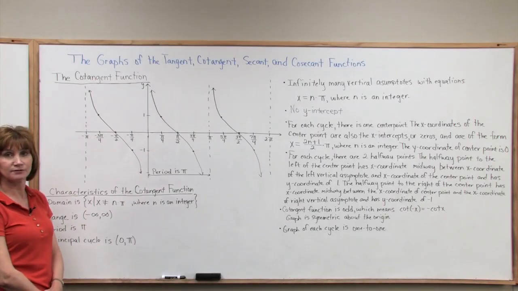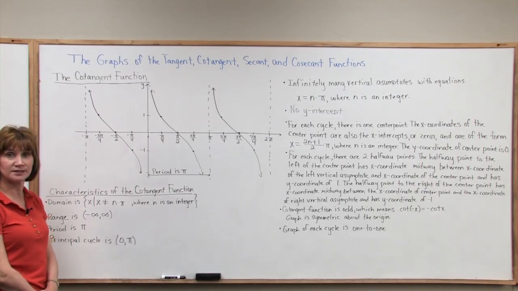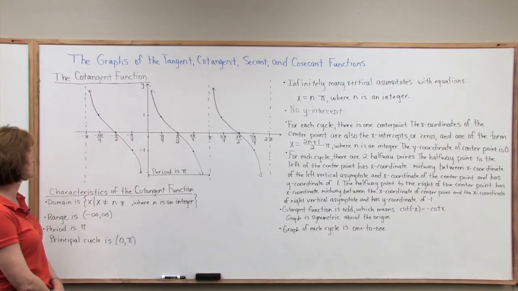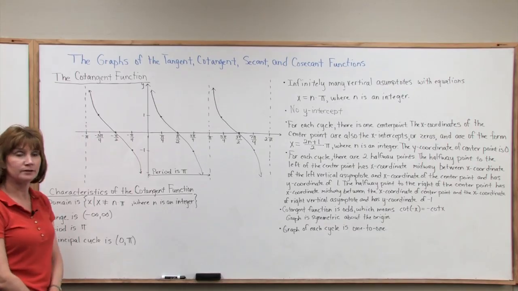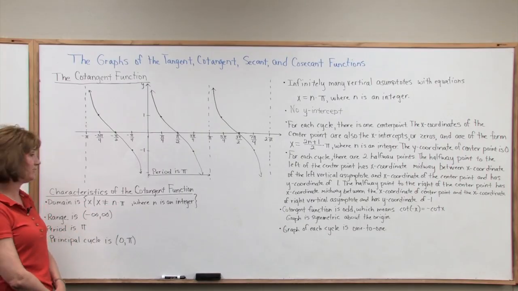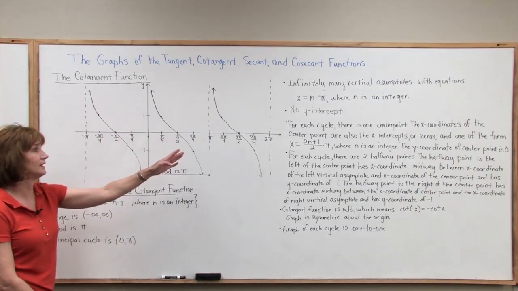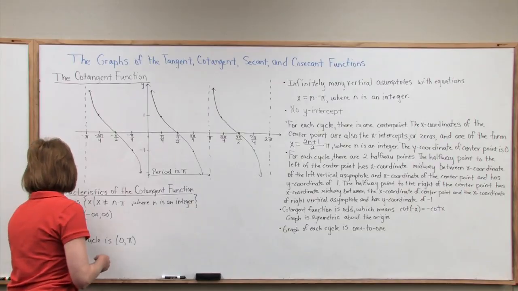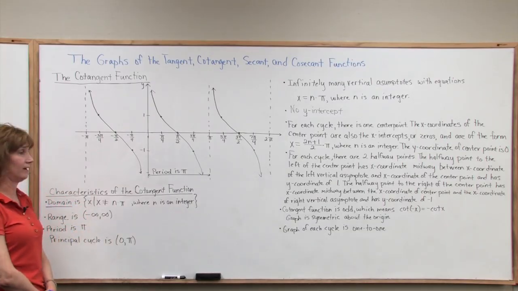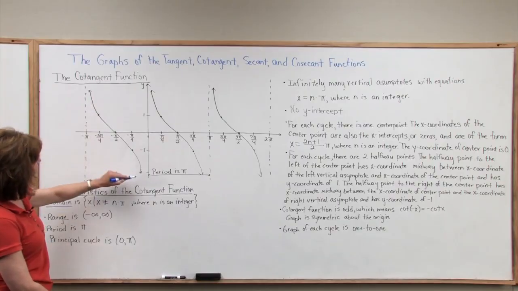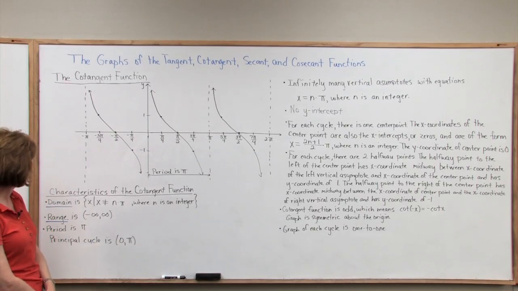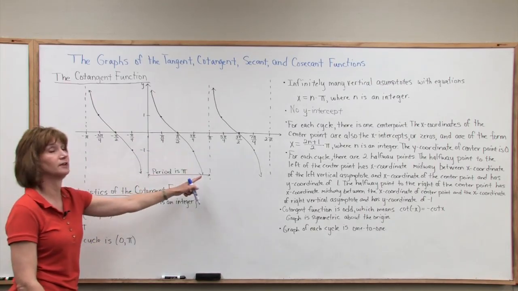Here I've drawn 3 cycles for the cotangent function, and we want to look at the characteristics of the cotangent function. The first is the domain. That's the values of x. X can be any real number except n pi, where n is any integer. So that means, for example, it's undefined at 0, pi, 2 pi, negative pi, and all multiples of pi. So that's the domain. Next, let's look at the range, the y values. Well, we can look at a cycle and we can see that the y values go from negative infinity to infinity.